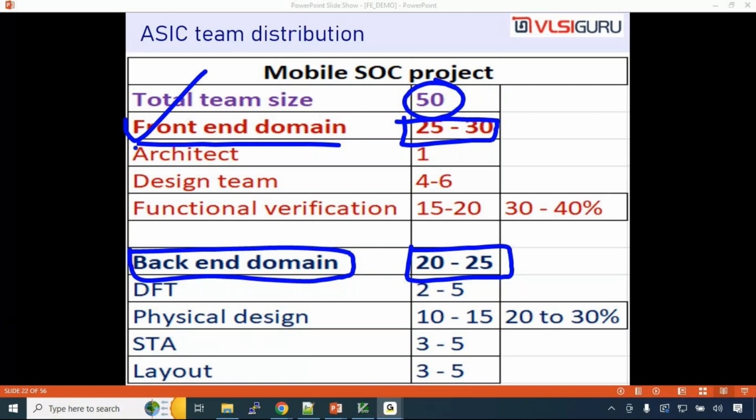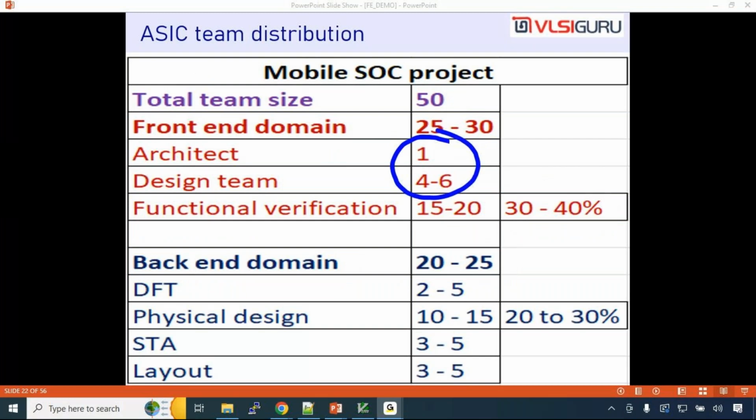Even in that, which domain has more people? Let's say the front-end domain has these three subcategories. Where are more people there? Functional verification. That's around 30 to 40% of the people, because verification is very important. You may ask, why are there fewer people in these domains? You want to construct a house. How many architects do you need? Only one, right? One architect will give the plan.